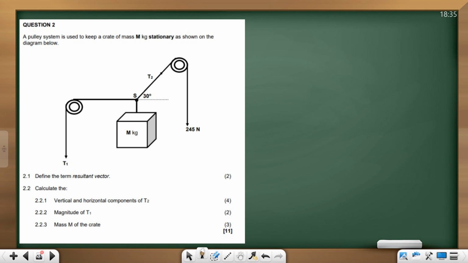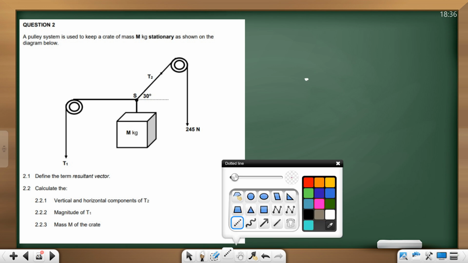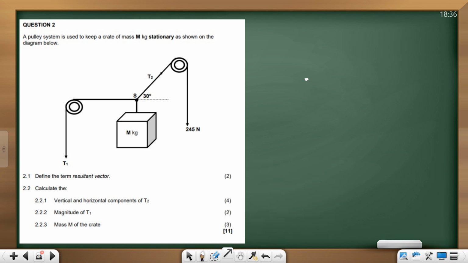A pulley system is used to keep a crate of mass M stationary. On the diagram below, define the term resultant vector: a single vector that has the effect of 2 or more other vectors. All right. Calculate the vertical and horizontal component of T2. Oh, that's so easy peasy. Now we know what to do. I'm just going to do that quickly, but I won't finish because of our time.